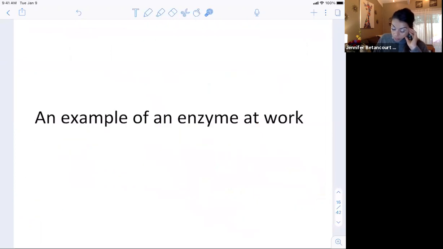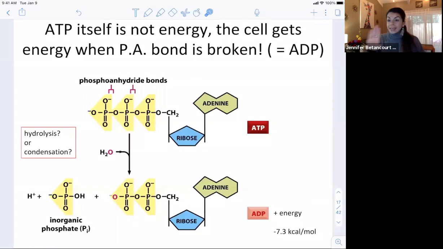Okay, so the next thing is just an example. And I bring up this example because we are going to actually talk about it in more depth later. But this is how complicated it is. Not complex, complicated. Okay, so here's your molecule of ATP. We know what ATP is. We know that it is adenosine triphosphate. We know that this is the molecule that cells use that releases energy.